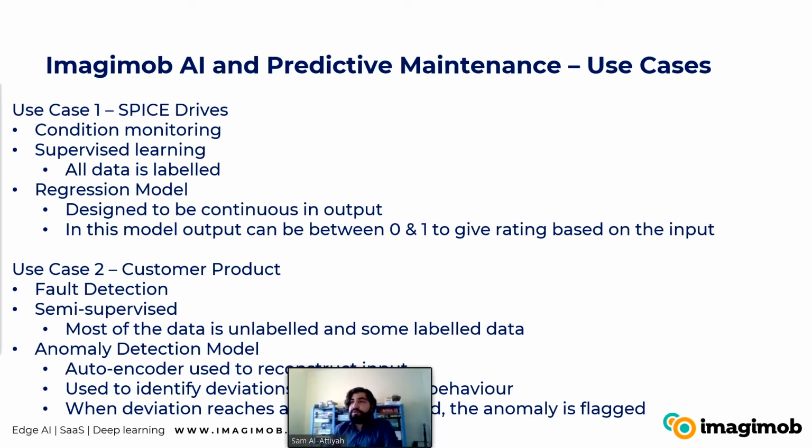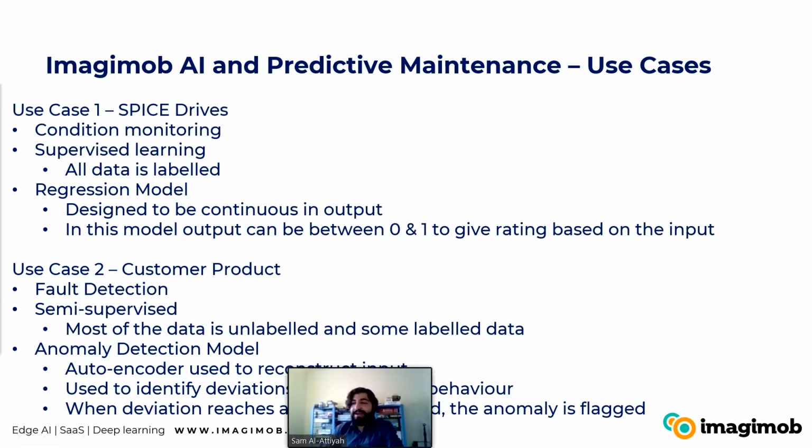One is a Vinnova project called SPICE Drives. And there we have condition monitoring. We built supervised learning models, and the specific model is a regression model. In this case, we already know what the data reflects in real life. So that's why we chose this type of model. Based on the input from this regression model, we expect to get a grade that reflects the condition of the machine.